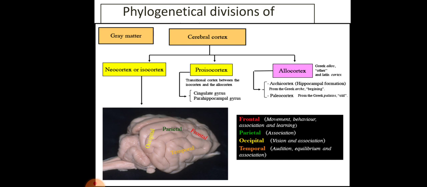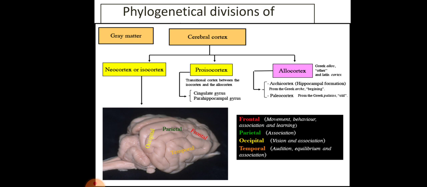Then the allocortex. Allo means other in Latin. Cortex means the peripheral part. The archicortex and the paleocortex are the two parts of the allocortex. The archicortex is also known as the hippocampal formation and is derived from the Greek word archi. Archi means beginning. Then the paleocortex, which comes from the Greek word paleos. Paleos means old.